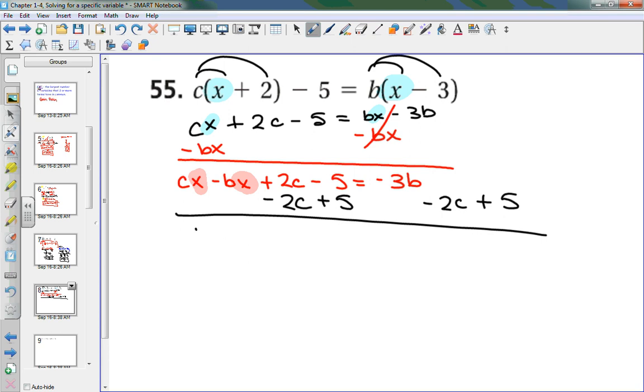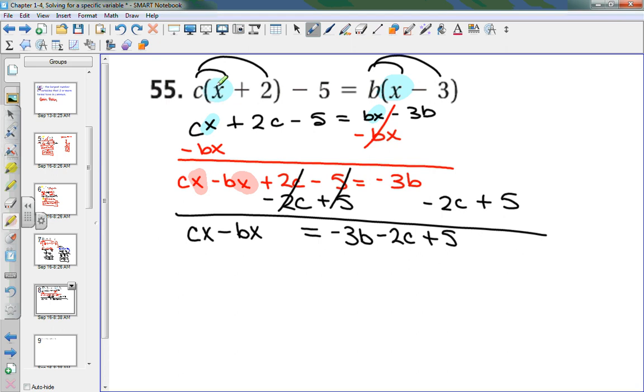From left to right, I drop down my cx minus bx. The 2 c's are gone and the 5's are gone, and that's going to equal negative 3b minus 2c plus 5. It looks really ugly, but again, just follow step by step.